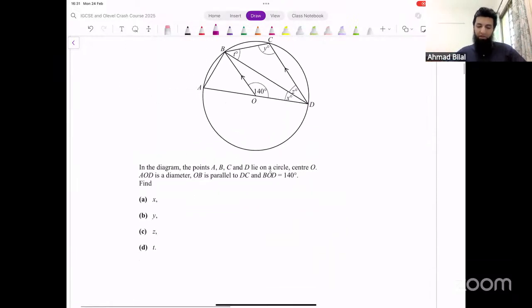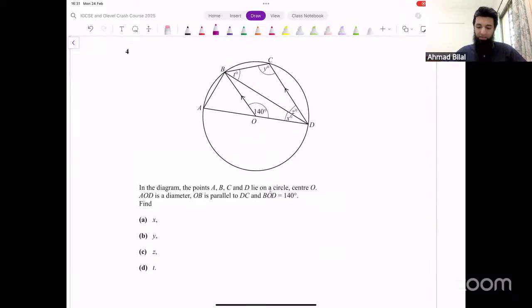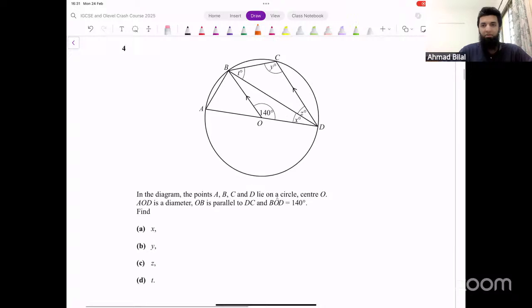Let's try this one. In the diagram, the points A, B, C, and D lie on a circle, center O. AD is the diameter, OB is parallel to DC, and BOD is 140 degrees. We need to find the angles X, Y, Z, and T on this diagram. Now, how do we think about this? First of all, they want us to find the angle X.